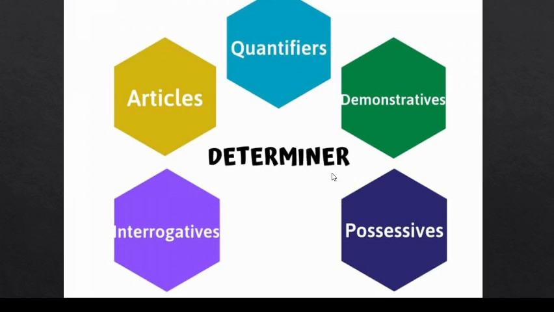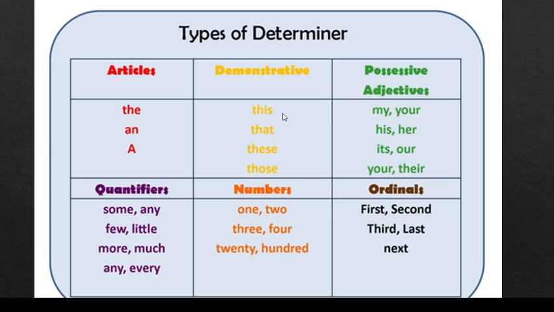A determiner includes articles, quantifiers, demonstratives, possessives, and interrogatives. All these constitute a determiner. And these are the types of determiners.